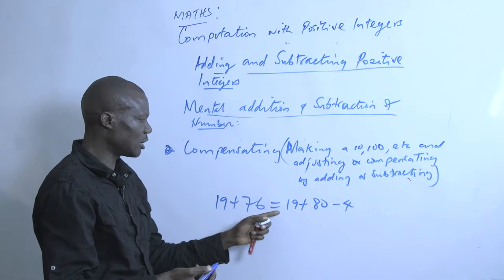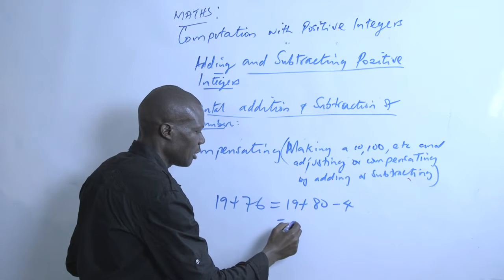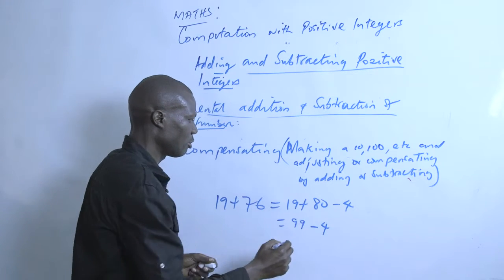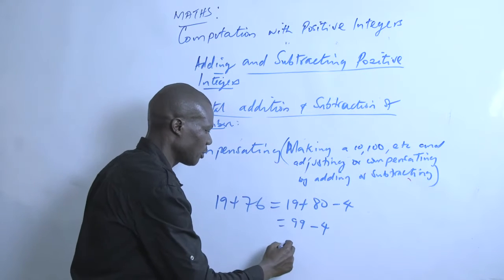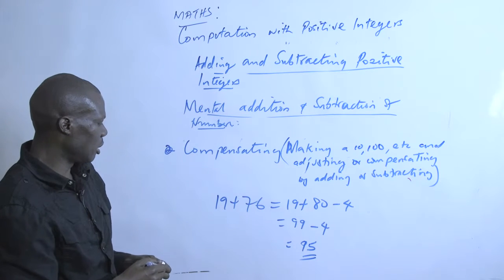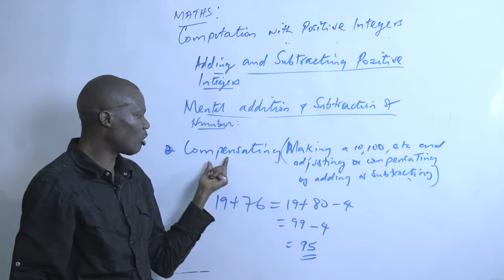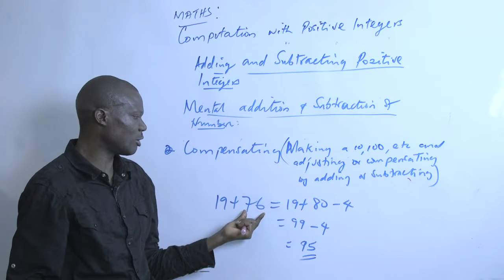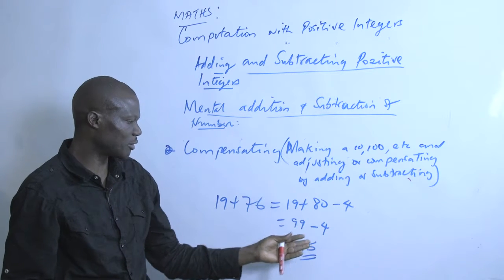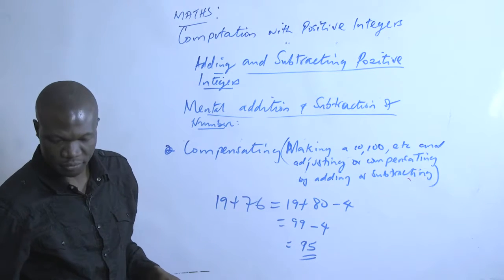19 plus 76 is 19 plus 80 minus 4. This one will give us 99, and then we minus 4. So when you subtract that, you find that your answer becomes 95. So you can simply say that when you're adding 19 plus 76 is 95 by compensating by rounding off, getting that 76 is closer to 80, we have 80 and then we subtract 4, then we come to 99 minus 4, which is 95. That is the value of 19 plus 76.